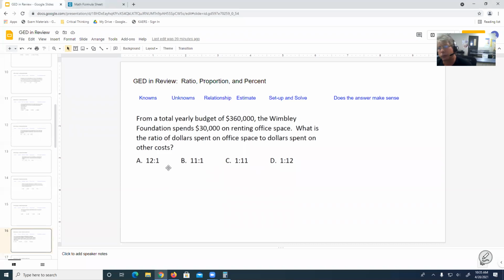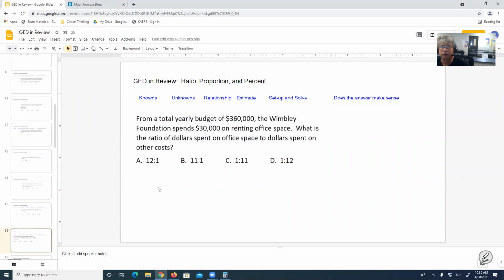So again, as we said, with word problems, there are going to be knowns and unknowns. There's going to be a relationship that you have to figure out. In other words, what kind of formula could I use? An estimate can sometimes be used to eliminate some of the answers and make an educated guess. Of course, setting up and solving will help you get the right answer. And always make sure your answer makes sense in the end. So let me go ahead and begin this question.